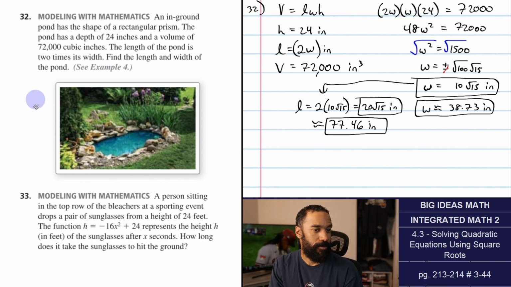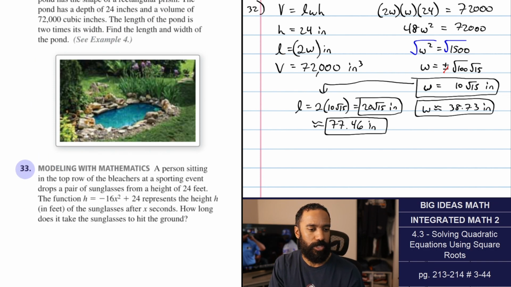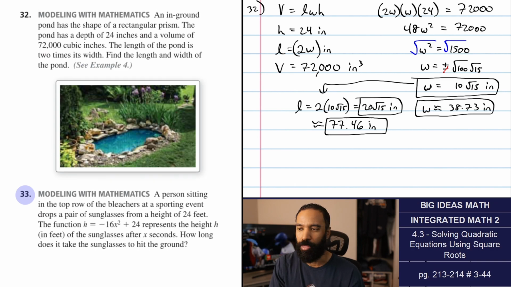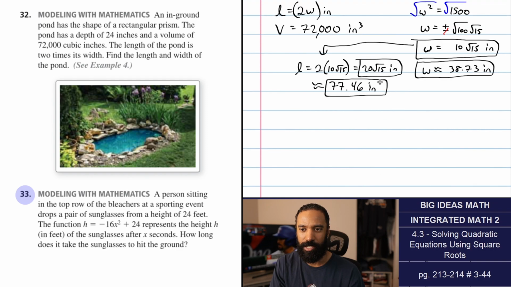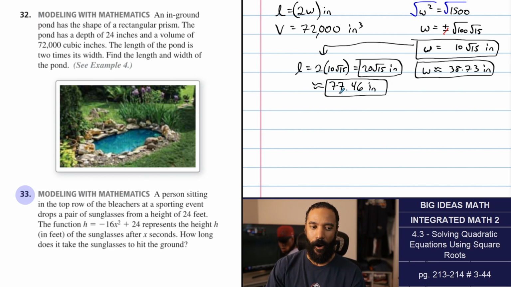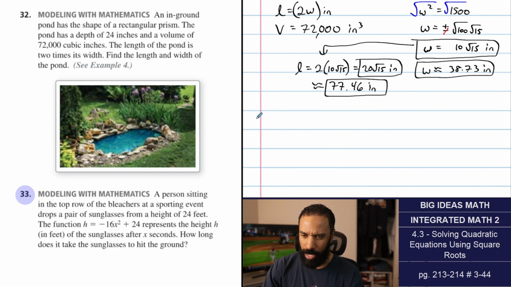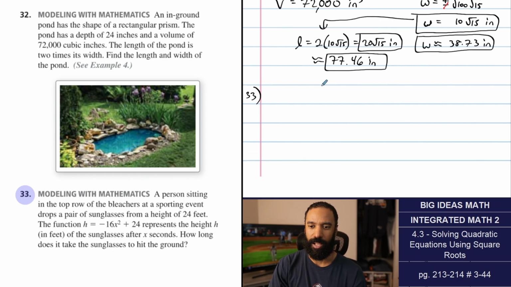Okay, now that we're hitting word problems, you can see it slows up a little bit, so we'll see where we go from here. Modeling with mathematics, number 33. A person sitting in the top row of the bleachers at a sporting event drops a pair of sunglasses from a height of 24 feet. The function h of x equals negative 16x squared plus 24 represents the height in feet of the sunglasses after x seconds. How long does it take the sunglasses to hit the ground?